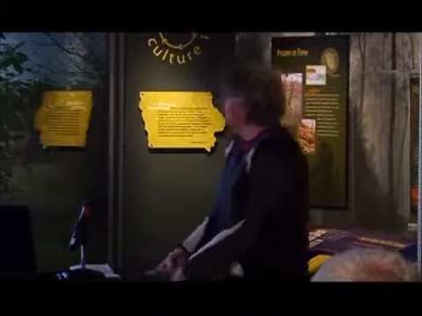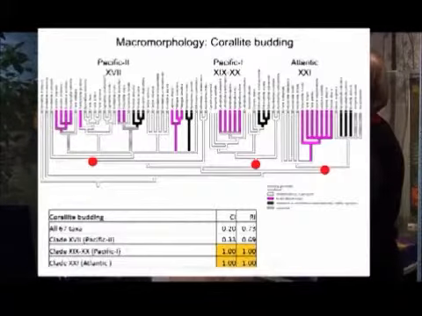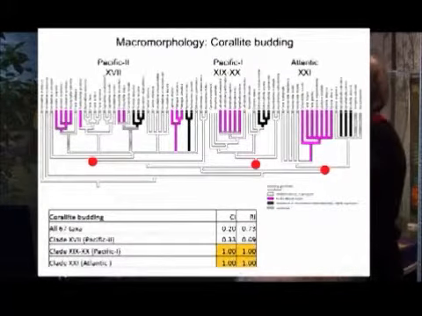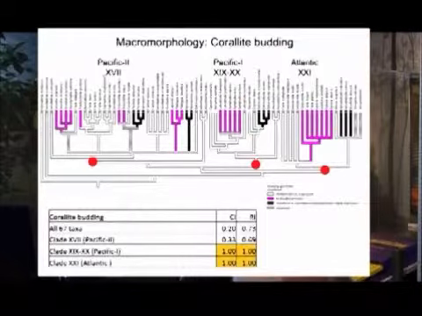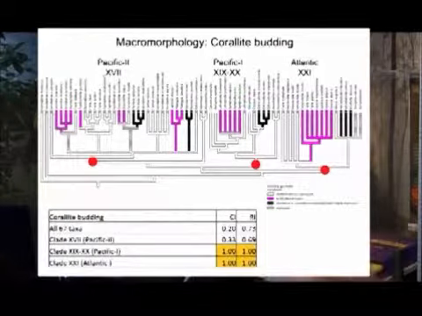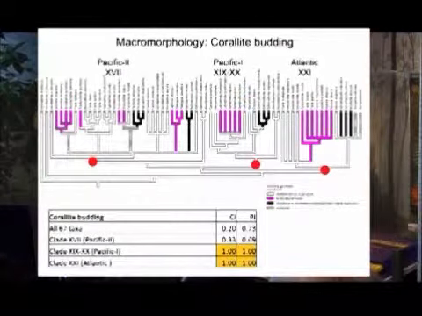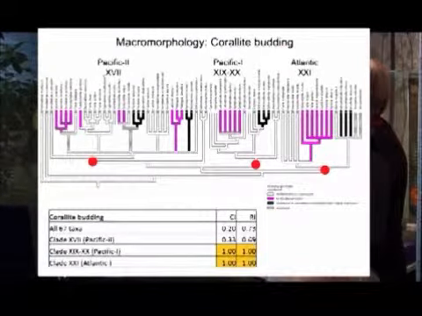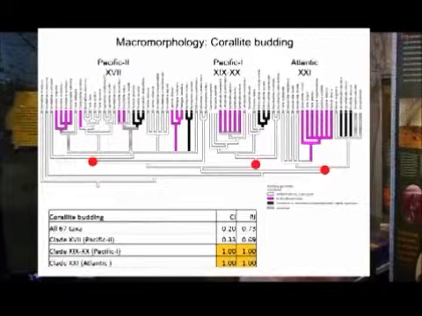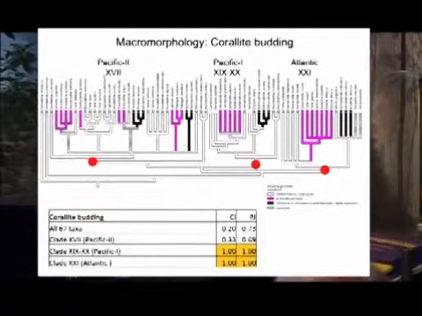Okay, another traditional type of character, a macromorphologic character, involves corallite budding. Here again we've mapped the states of this character onto the molecular tree. You can have multidirectional budding, bidirectional budding, circumoral budding. And in general, you can see that each one of these states has arisen several different times. The magenta state and the black state has also arisen several times.